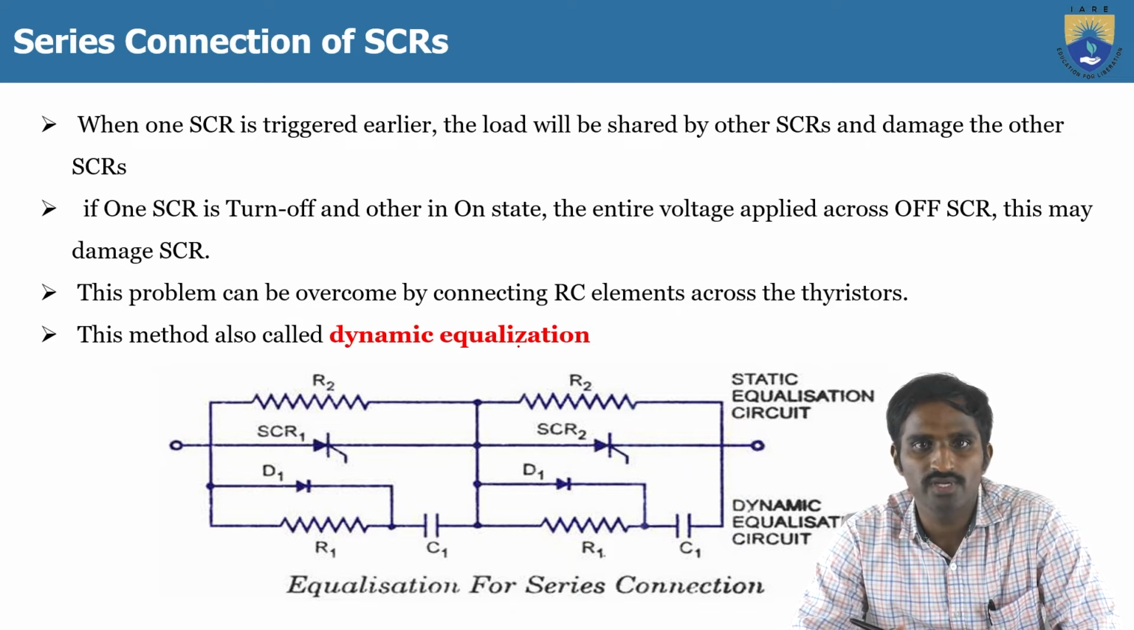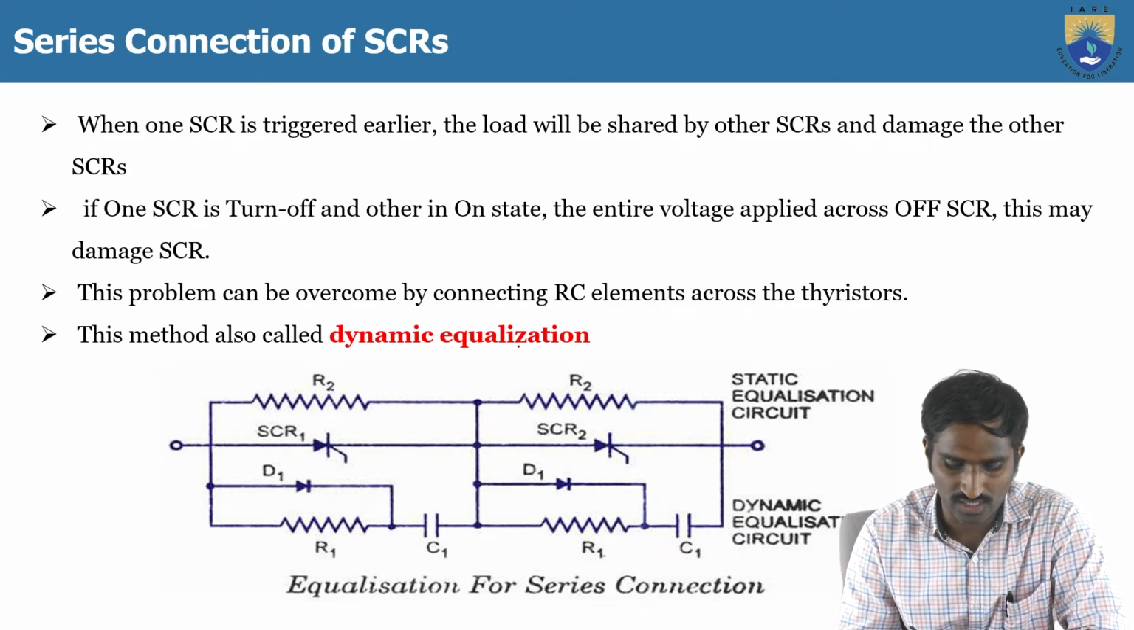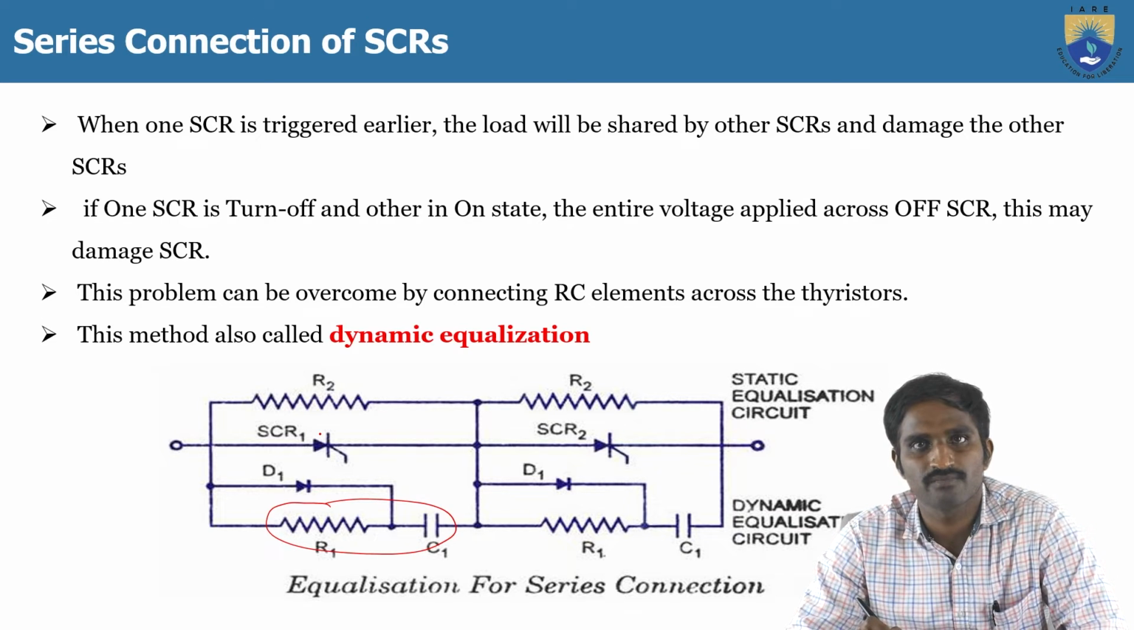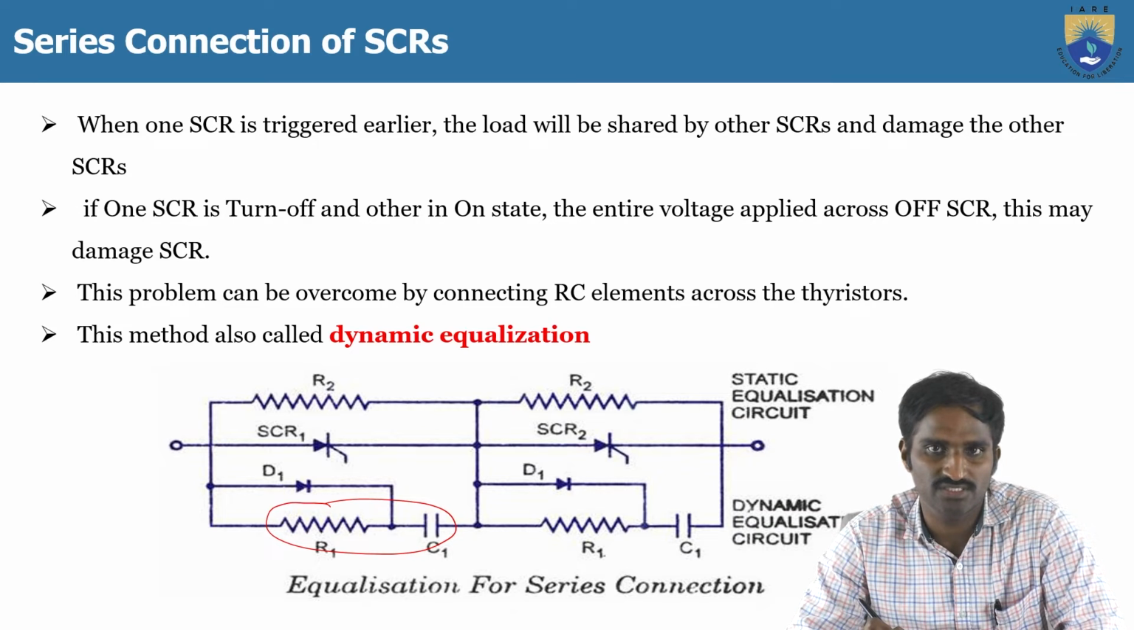And how can we overcome this problem? This problem is overcome by connecting an RC element across each thyristor. Right here, this is the RC element that we are connecting across each thyristor. So this method is called dynamic equalization.